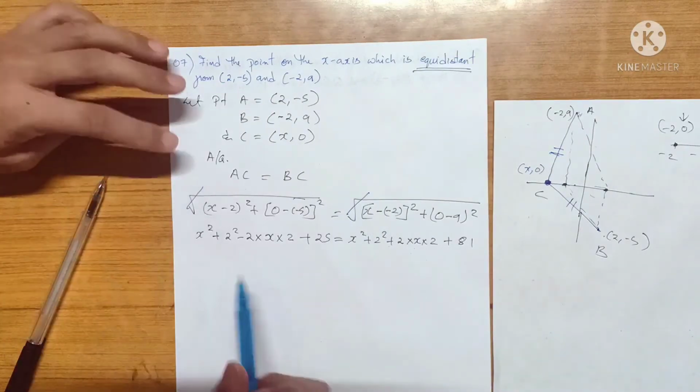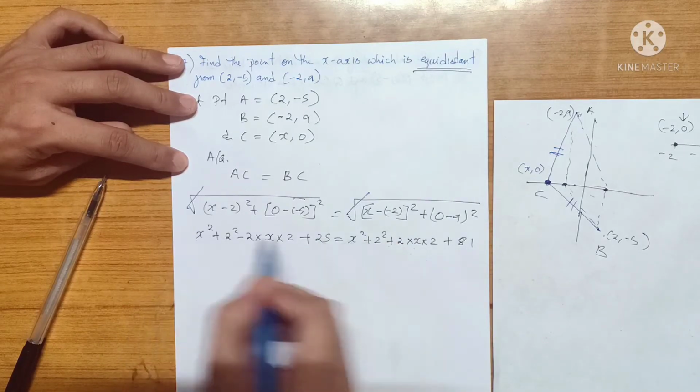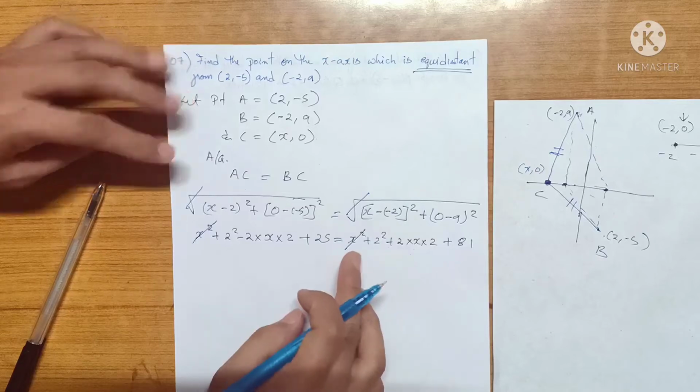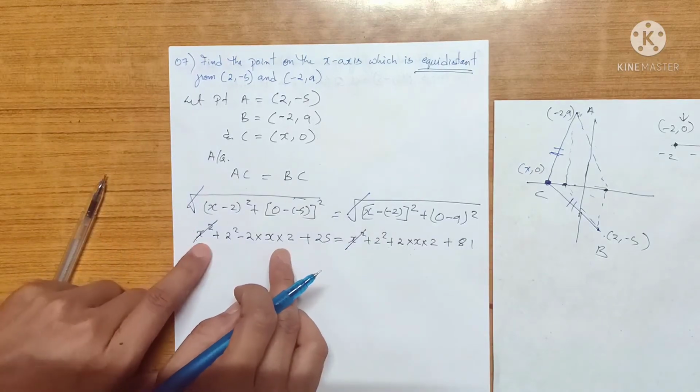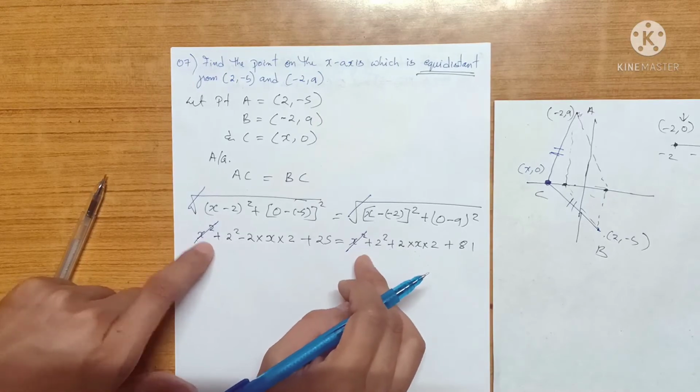Now, since both are on opposite sides and there's x square on both, and both are positive, we can cut. If they were on the same side, we can't cut even if they're both positive. And if they're on opposite sides but have opposite signs, we cannot cut.